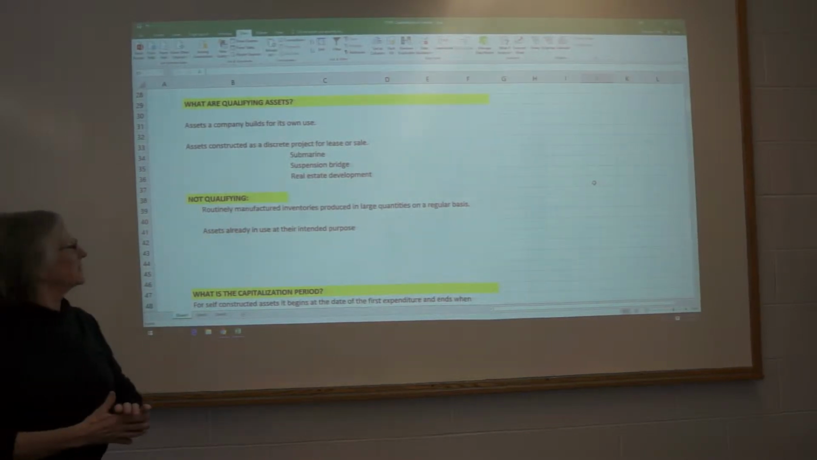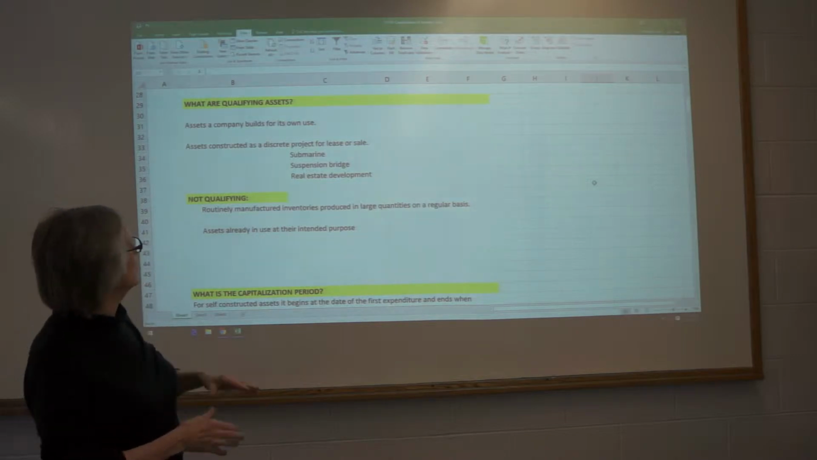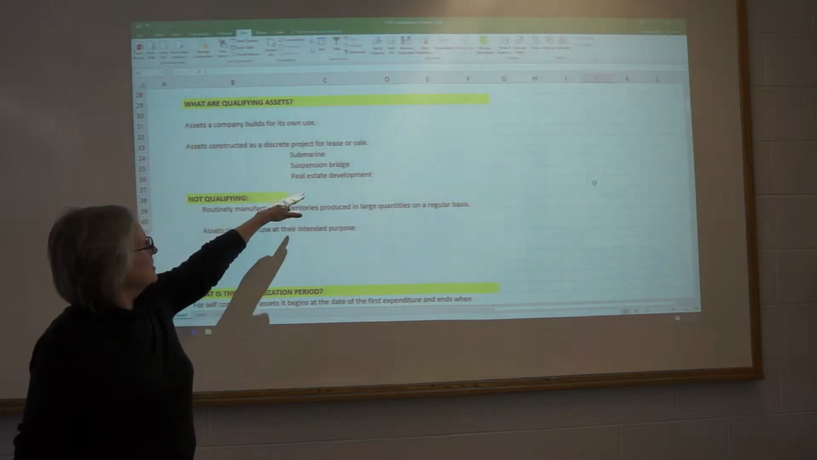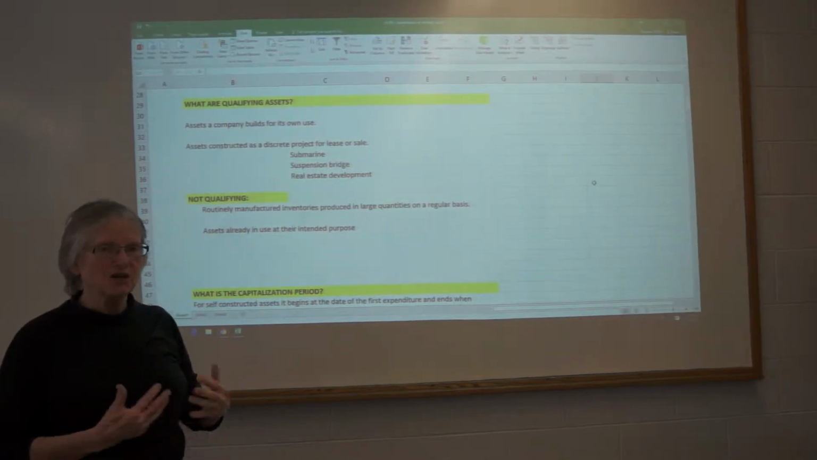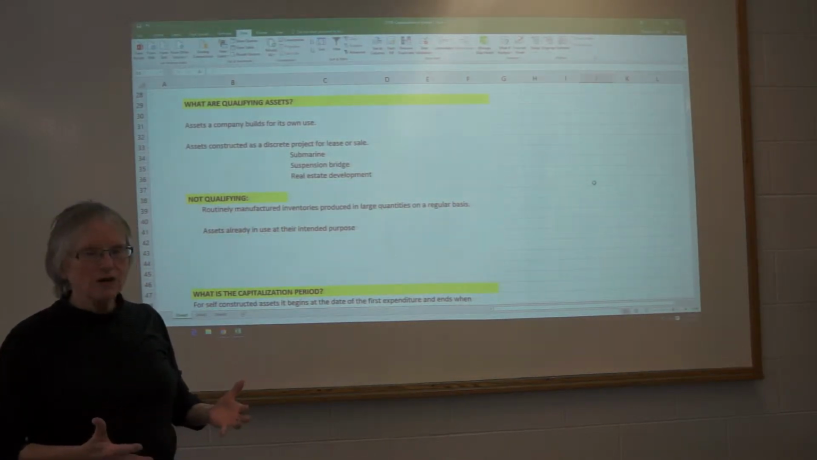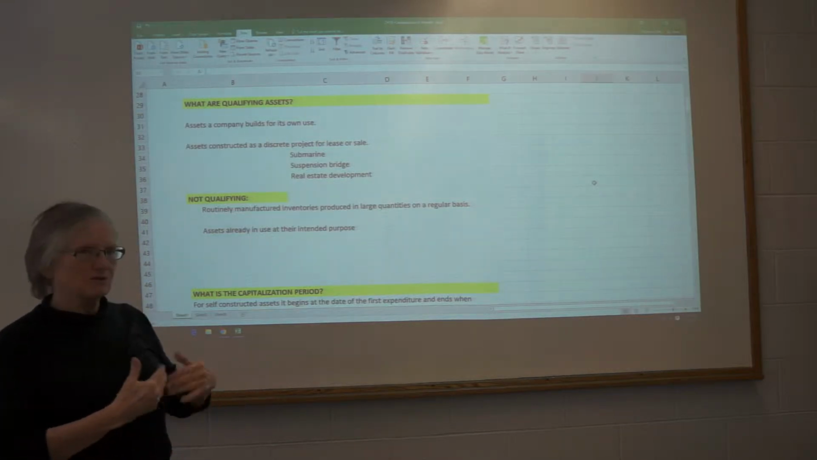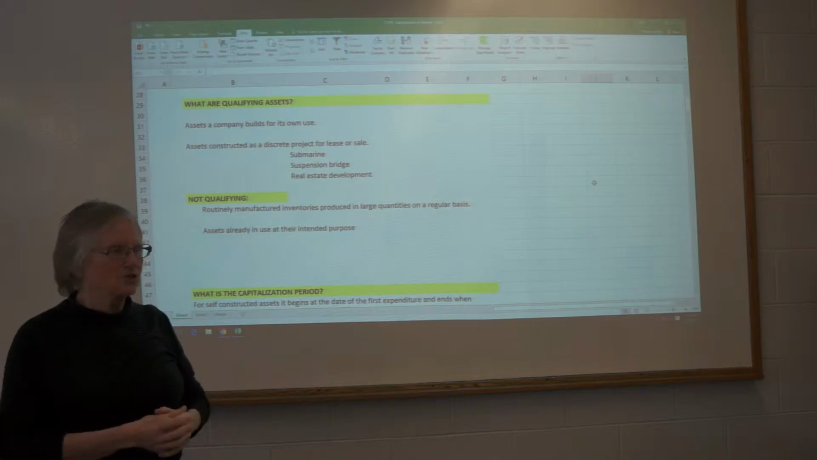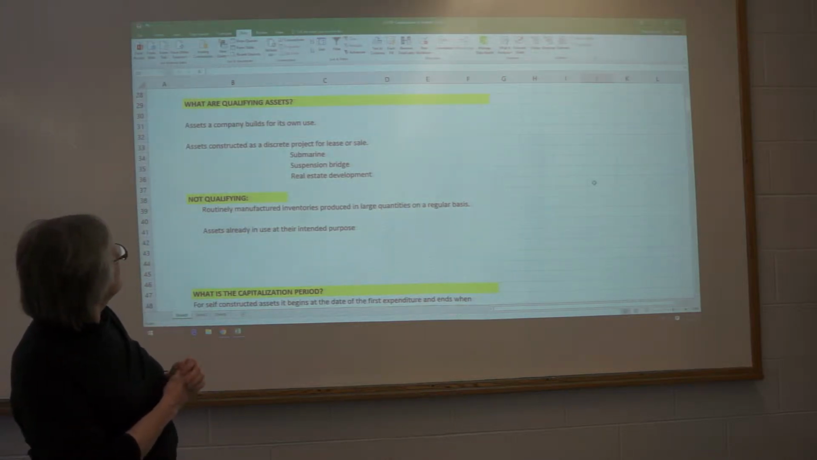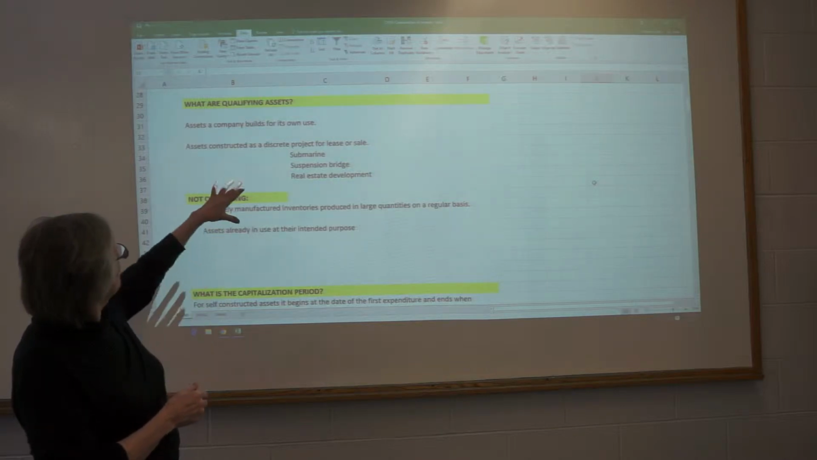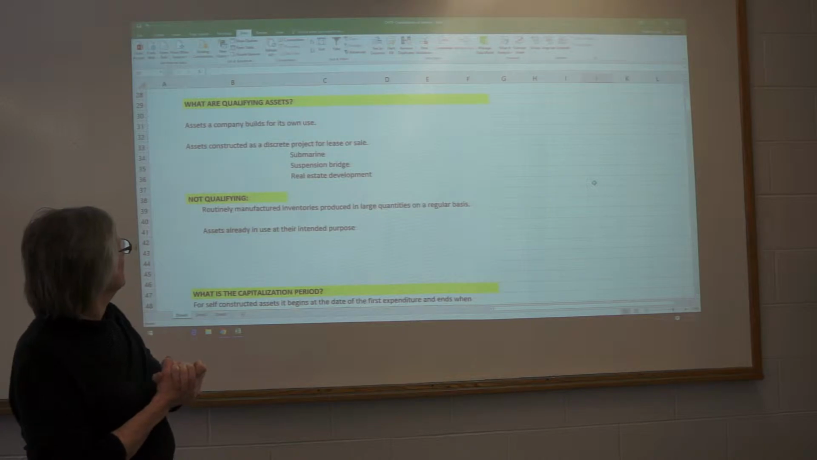Or rather, it can be a discrete project that is for sale or lease to a customer. So a real estate development is a good example where the interest costs are capitalized all during the construction process, doing the road work and everything, and then once they start to sell, they're expensed as part of the cost of goods sold. But the main ones we'll be looking at are assets built for a company's own use.